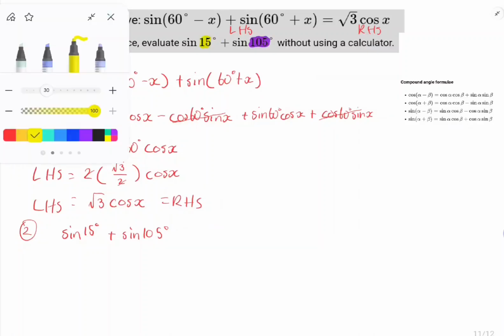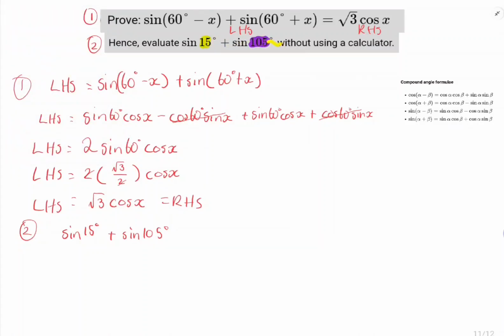Look at this angle. So look at the 15 degrees and the 105 degrees. They are both sine of an angle plus sine of a different angle, right? Now look at the top part that we just proved. It's sine of this whole angle plus sine of another whole angle. But we can see that this formula over here is in the same form as this formula over here. It's just that the second one is simplified to be 15 and 105, whereas it's 60 minus x, 60 plus x. So what can we deduce from that?